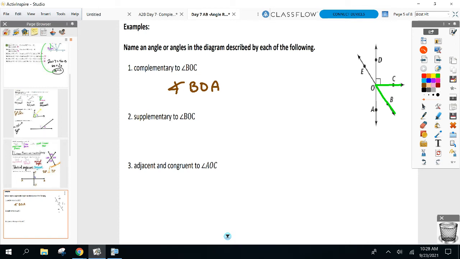BOE. Well, that is a straight line, right? Watch. BOE is the straight line. So what angle would I need to add to this green one to get BOE? BO. Right? That's not going to give me a straight line, is it?